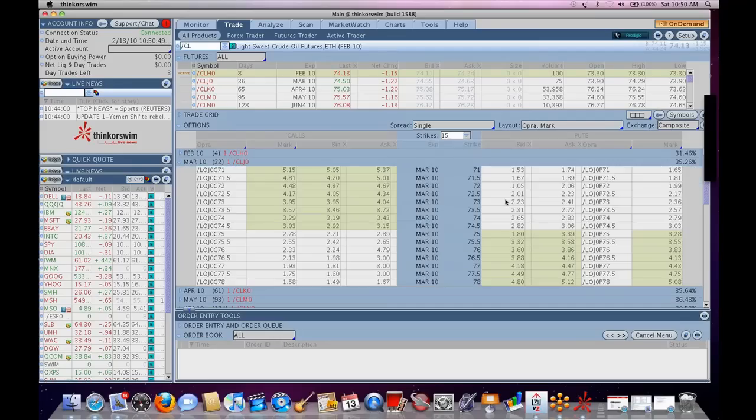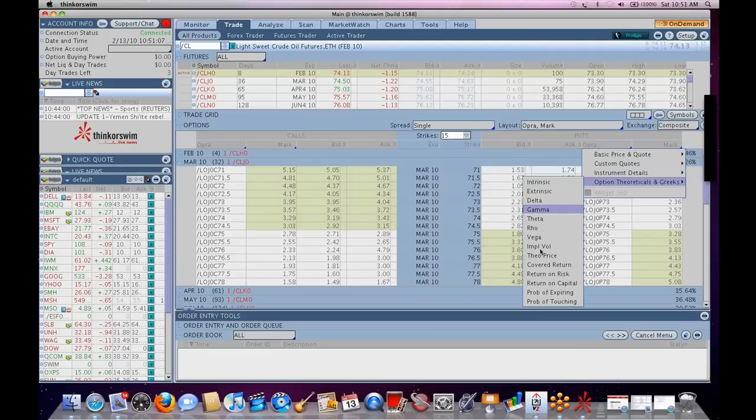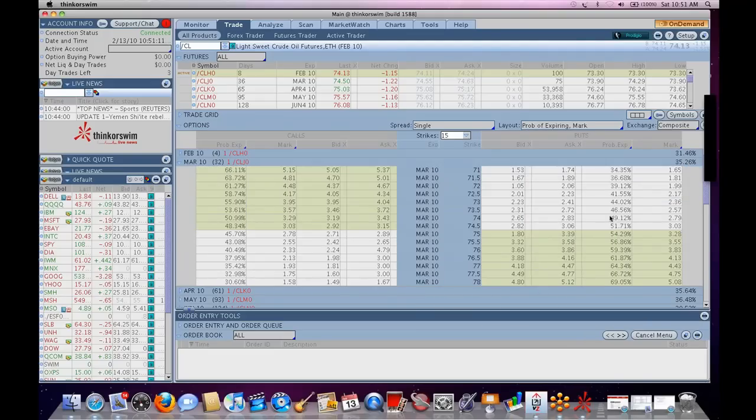Let's click on this. Let's go and see the OPRA codes. Notice, by the way, I can change my drop-down menus right here on the trading platform, on the trade page. Click that. And this is brand new, by the way. Option theoreticals, probability of expiring. Okay. And I'm going to sell an option. Let's sell the 71-72 put spread. What does this number mean here?